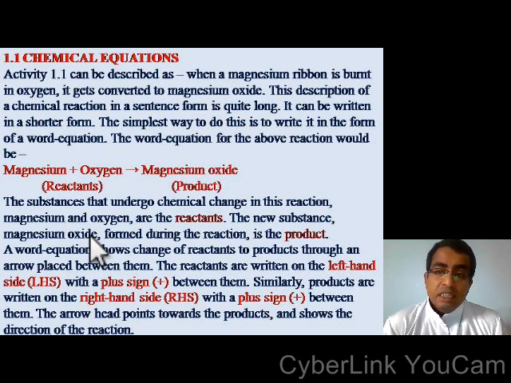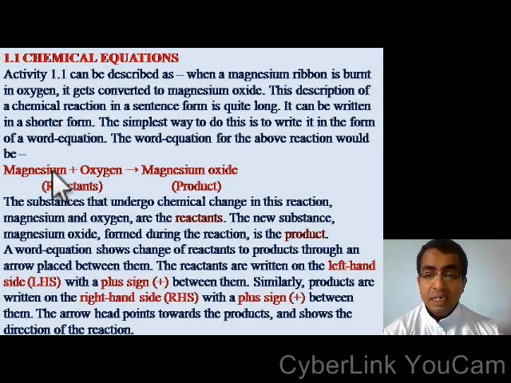When a magnesium ribbon is burned in oxygen, it gets converted to magnesium oxide. This description of a chemical reaction in a sentence form is quite long. That means magnesium ribbon is burned in the presence of air and it gets converted to magnesium oxide. It can be written in a shorter form also. The simplest way to do this is to write in the form of a word equation. You can see magnesium plus oxygen will give you magnesium oxide. That is, magnesium reacts with oxygen to form magnesium oxide. This is known as a word equation.